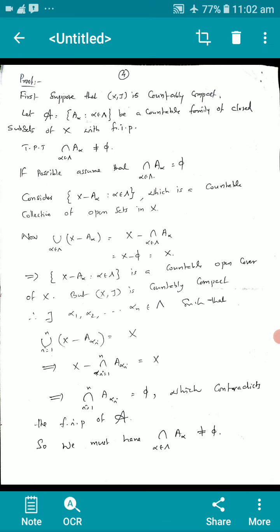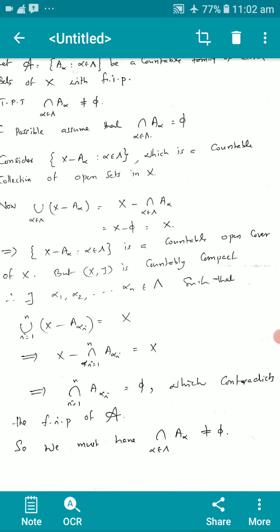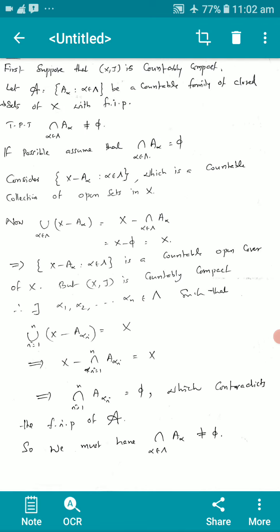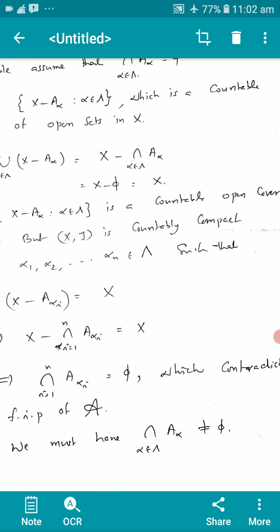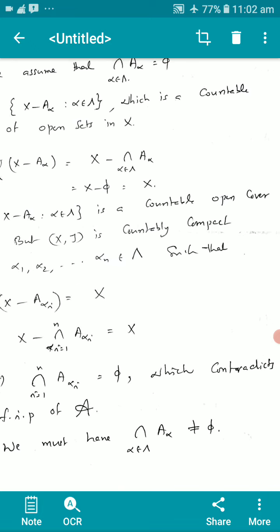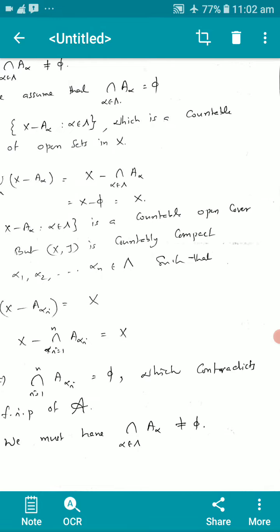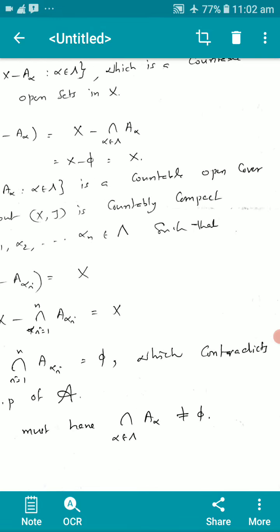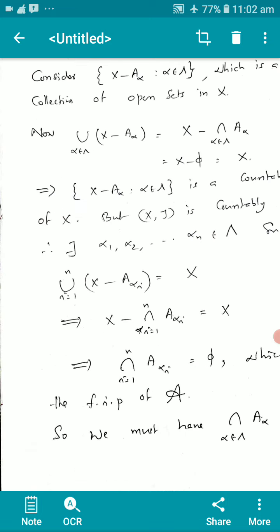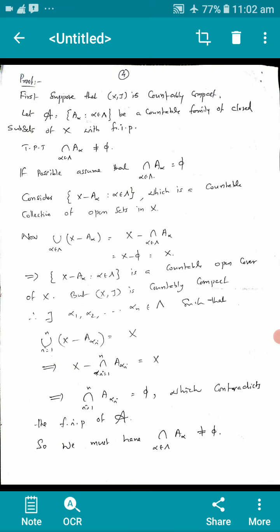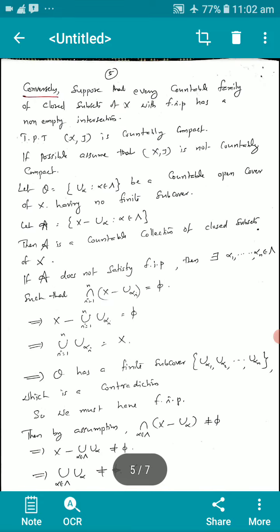But X is countably compact. That means there exist alpha_1, alpha_2, etc., alpha_n in the index set such that the union of X minus A_alpha_i equals X. That is, it's a cover. This implies X minus the intersection of A_alpha_i, where i varies from 1 to n, is equal to capital X, which implies the intersection of A_alpha_i equals phi, which contradicts the finite intersection property of the family A. So we must have the intersection of A_alpha not equal to phi. That is the first part.